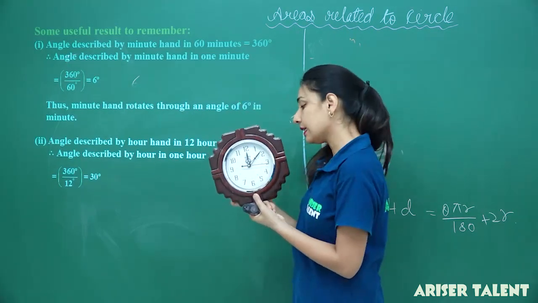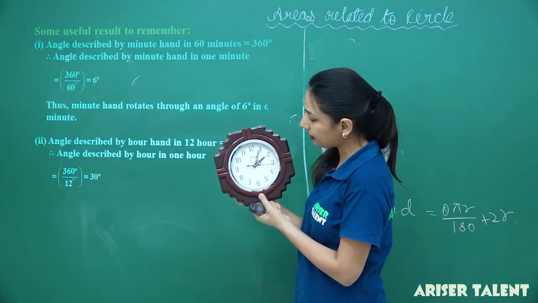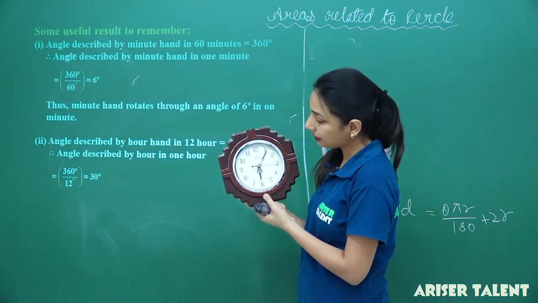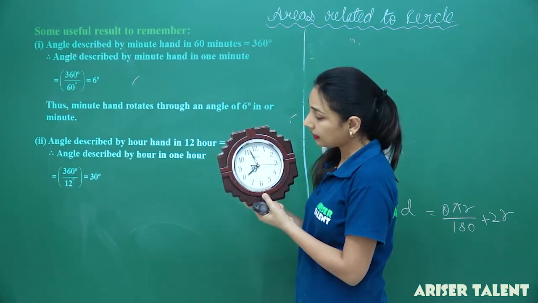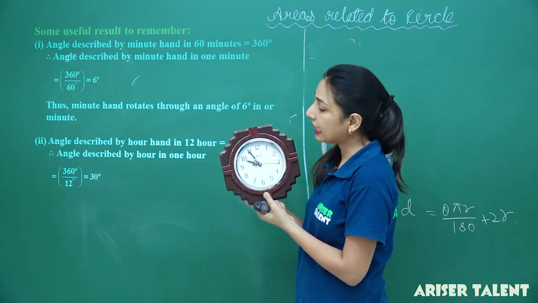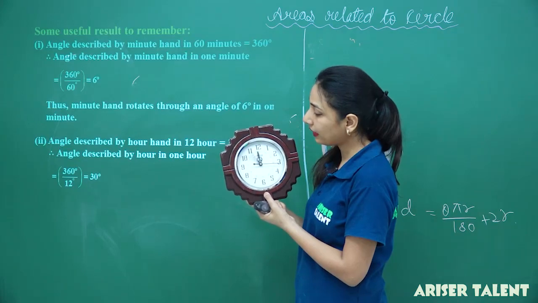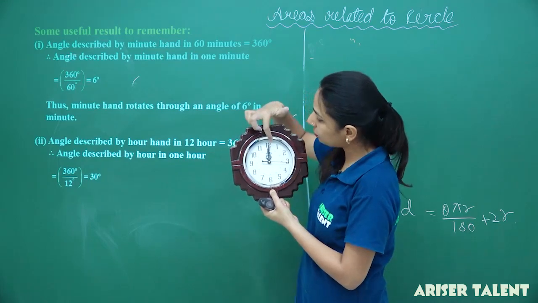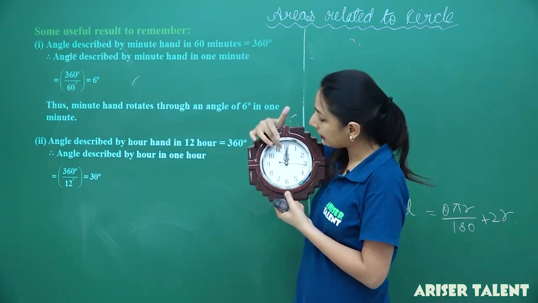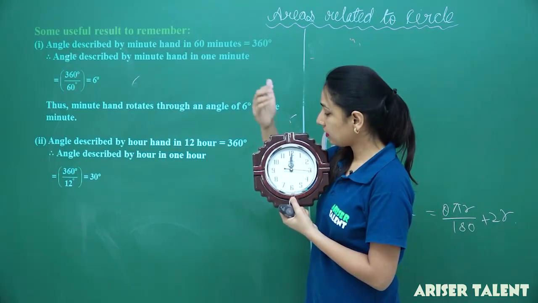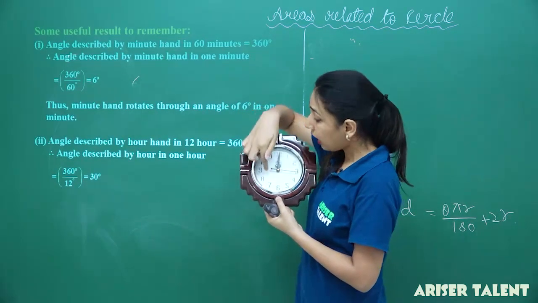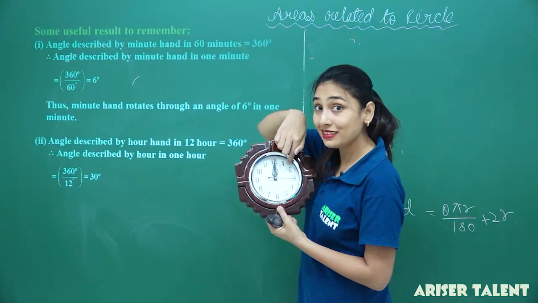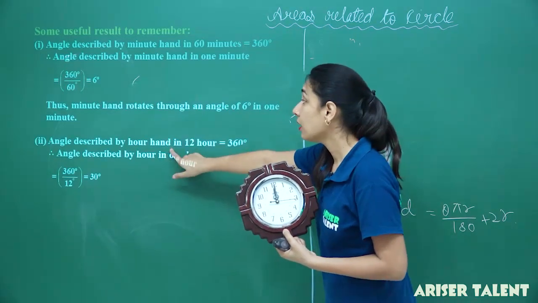So, first hour, that will be this. Second hour, that will be this. Third hour, fourth hour, fifth hour, sixth hour, seventh hour, students, then eighth, ninth, tenth, 11th, and 12. Okay. So, at the 12th hour, these two hands will coincide, this minute hand and this hour hand. So, which angle did the complete hour hand make? 360 degrees for the hour hand.